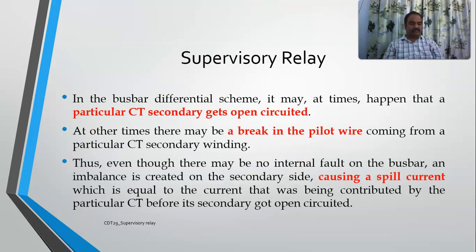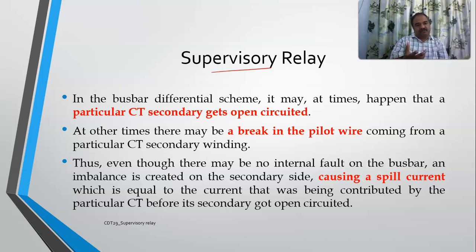Okay. Now we will see an improvement or an addition to the high impedance bus bar scheme. We call it the supervisory relay. Why is this employed? In a bus bar scheme, we have a number of feeders, and each of these feeders has a separate CT. The high impedance bus bar scheme is employed if any CTs get saturated. But it's not only the problem of saturation; there is also the problem of open circuit, which happens in the power system. Sometimes a particular CT circuit may get open circuited.